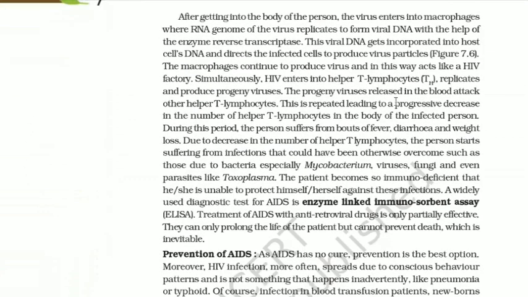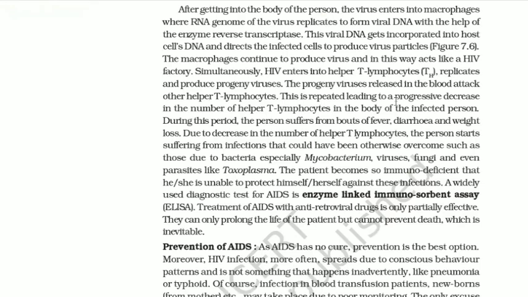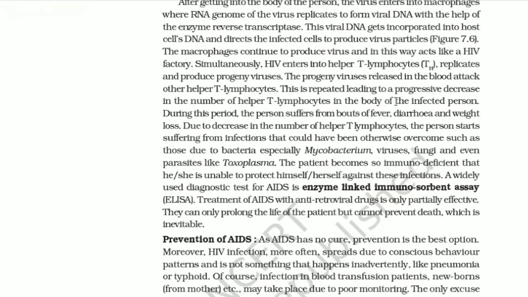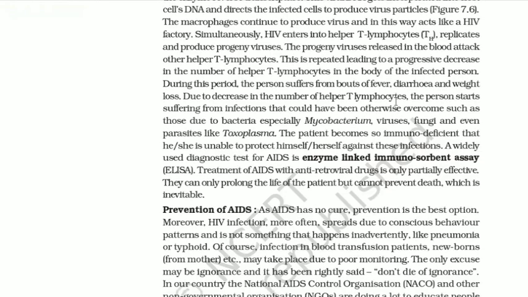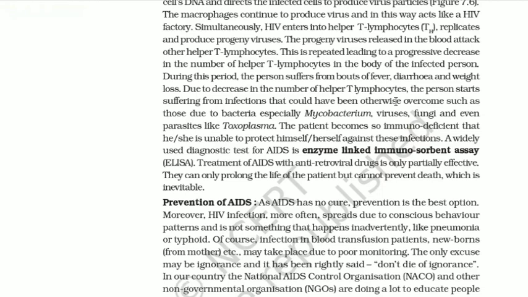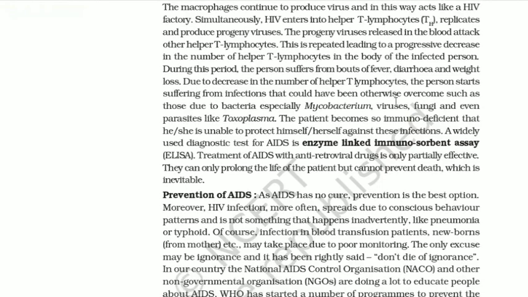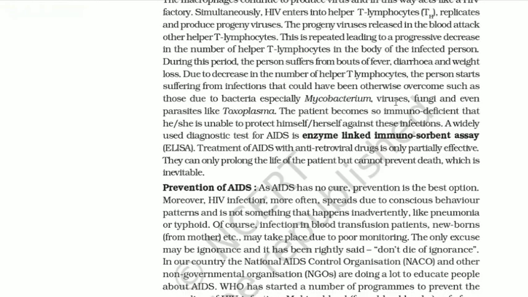After getting into the body of the person, the virus enters into macrophages where the RNA genome of the virus replicates to form viral DNA with the help of the enzyme reverse transcriptase. This viral DNA gets incorporated into the host cell's DNA and directs the infected cells to produce virus particles. As shown in figure 7.6, the macrophages continue to produce virus and in this way act like an HIV factory. Simultaneously, HIV enters into helper T lymphocytes, replicates and produces progeny viruses.